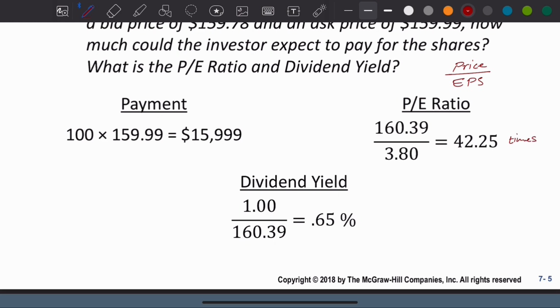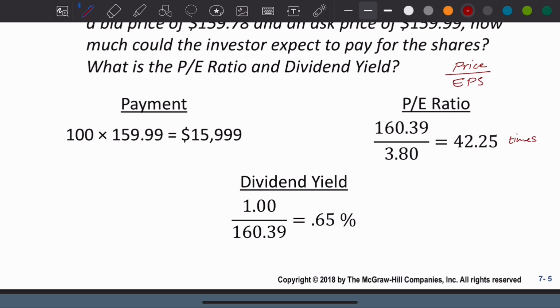What does that mean? That means for every $1 of earnings that FedEx generates, if you buy the stock at the current price level, you would be paying 42.25 times the earnings that the stock is generating per share. That's why this is called a multiple, أو بالعربي نسميه مكرر ربحية. It represents how many times the price is, or as a percentage of, the earnings per share.